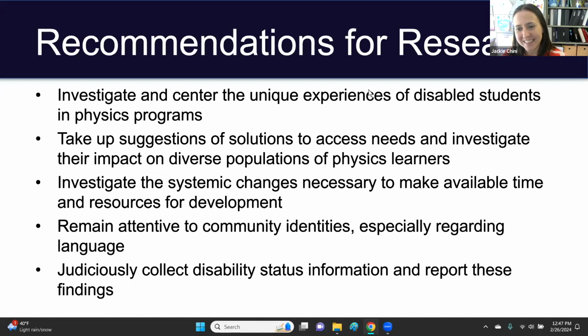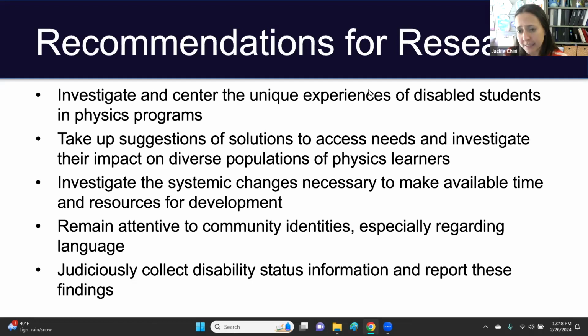We should realize that there's not going to be a one size fits all solution. And we can take a suggestion that someone made and apply it with a new person, but we want to see how that solution is working for each student that we make it available to. We should investigate the systemic changes necessary to make available time and resources for development. So physics teachers, physics researchers are very busy. We need to figure out systemically, how do we create the time in our professional community for individuals to be going through this professional development.